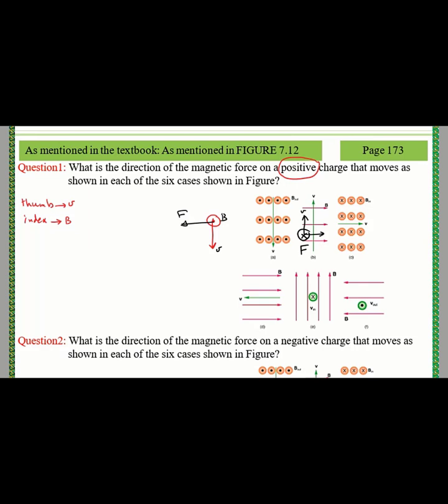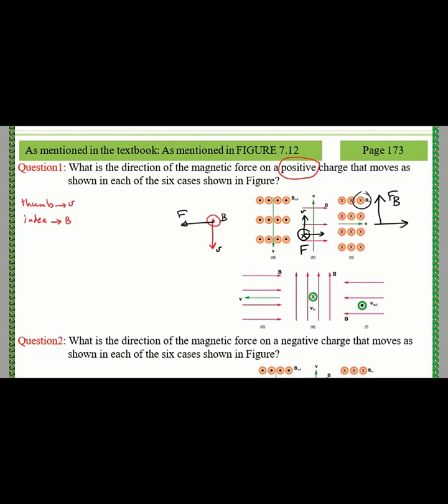For part C, V is to the right, so here is your thumb. The magnetic field is inside the paper, which is indicated by a cross. If you put the thumb to the right and the magnetic field inside, so your index finger points inside the page, the force is up to the top of the page. Here is FB.